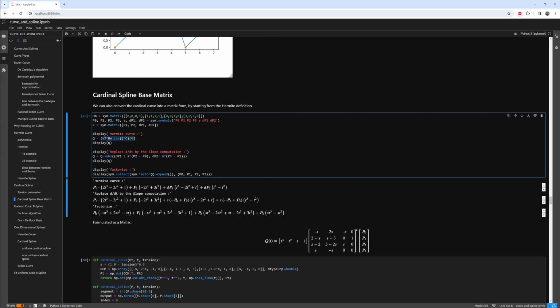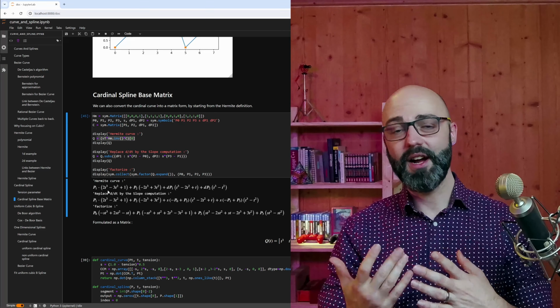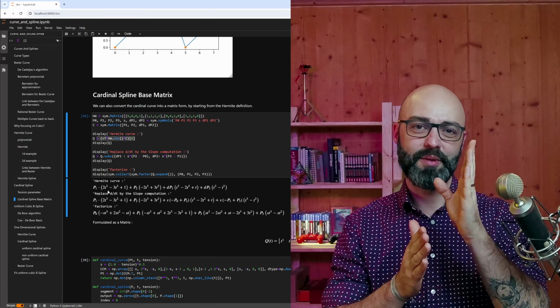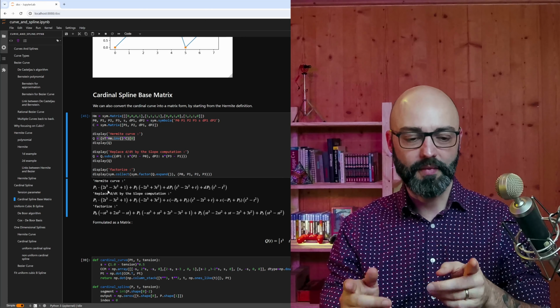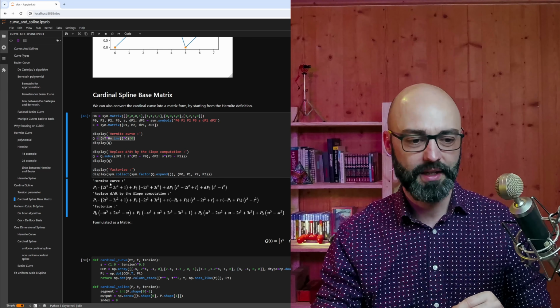To do this, we basically start from the Hermite function. I've started with the Hermite function in its matrix form and asked SymPy to compute it, and I get the formula we have already seen, with P1 multiplied by 2t cubed and so on, and then the derivative 0.1, derivative 0.2, and all that kind of stuff. Instead of using 0.0 and 0.1, like we had before, I used 0.1 and 0.2. So I have a curve that is drawn between 0.1 and 0.2. But it's the same formula. I've just changed the letter, basically.